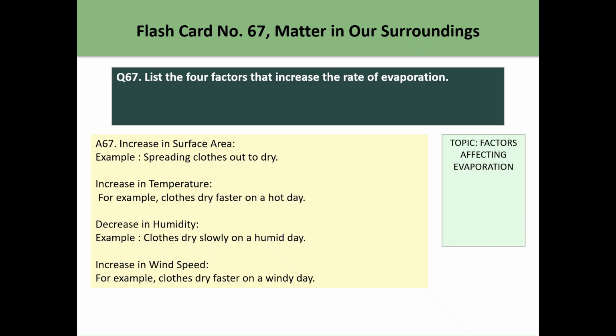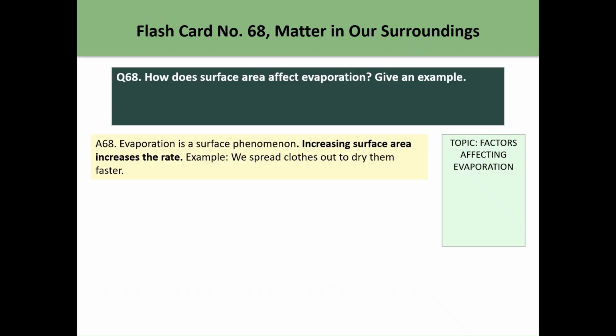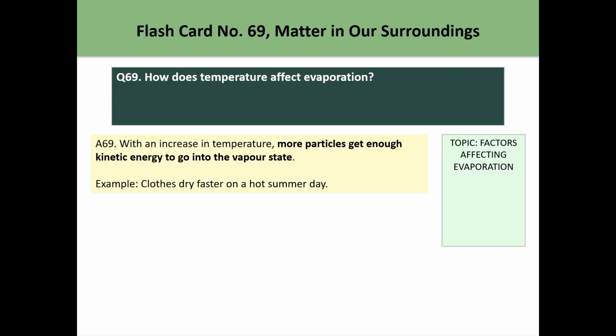First, let's see the effect of surface area. How does the surface area affect evaporation? Give an example. Evaporation is a surface phenomenon. Increasing the surface area increases the rate. Example: we spread clothes out to dry them faster. More surface area means faster evaporation. Next, how does the temperature affect evaporation? With increase in temperature, more particles get enough kinetic energy to go out into the vapor state. Example: clothes dry faster on a hot summer day.